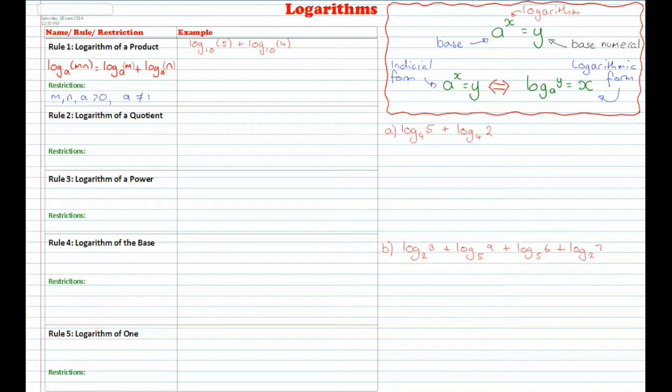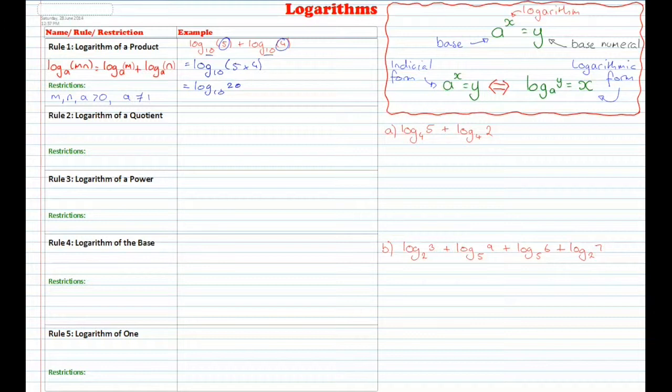So what does this mean? Well, if I've got log base 10 of 5 plus log base 10 of 4, I can simplify this as log base 10 of, in brackets, 5 times 4. So what I do is I get the 5 and the 4 and I multiply them, because these 10s here are the same. So therefore, log base 10 of 5 times 4 is log base 10 of 20, and that's how you can simplify that one.